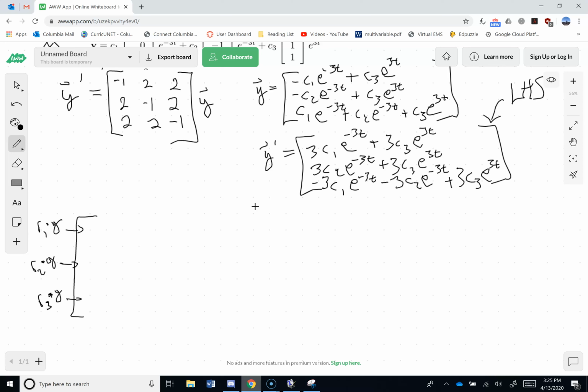So multiplying, I have minus 1 times the top thing. So that's minus 3c1. Oops. Nope, it's not. I'm doing times y, right? So that's this thing that I need to be using.